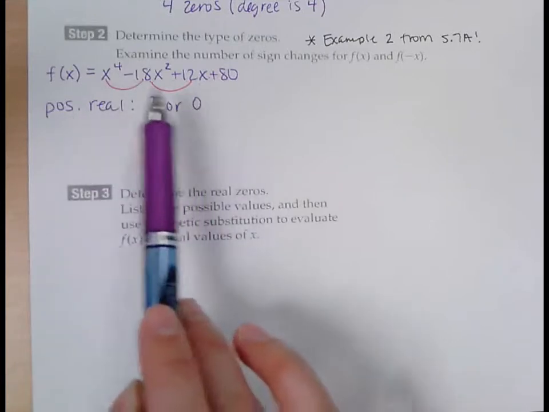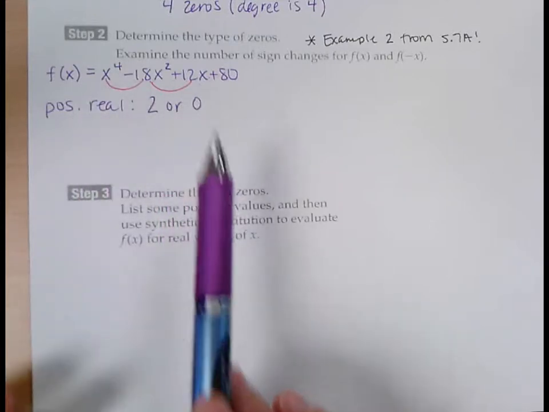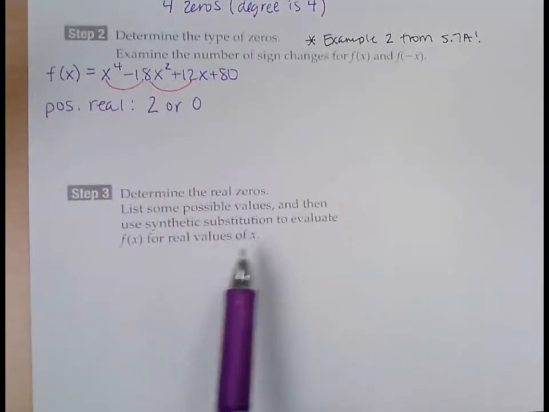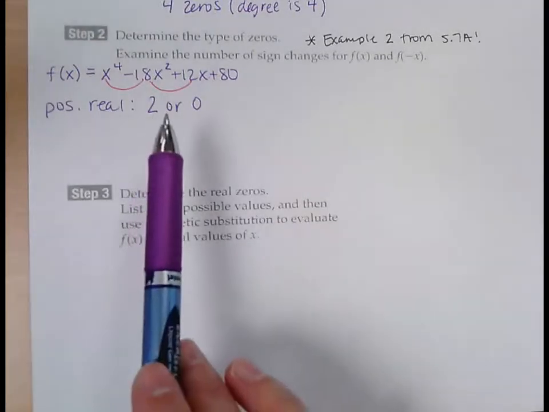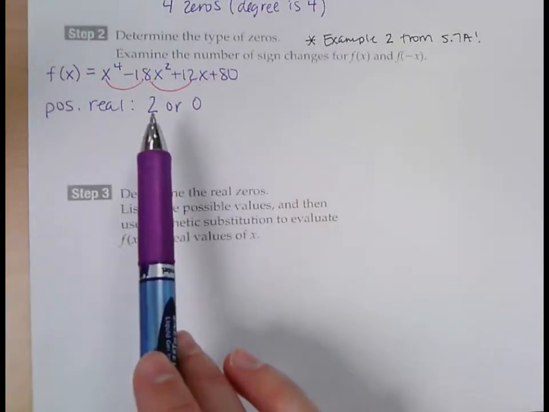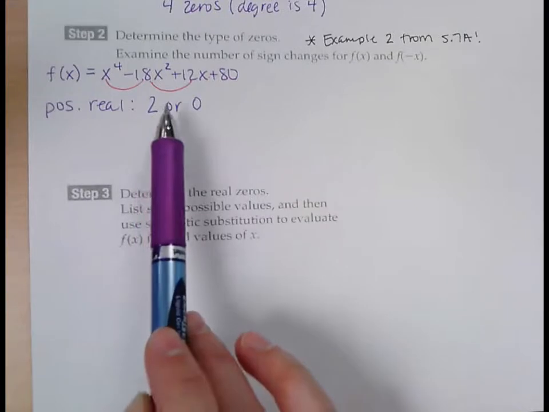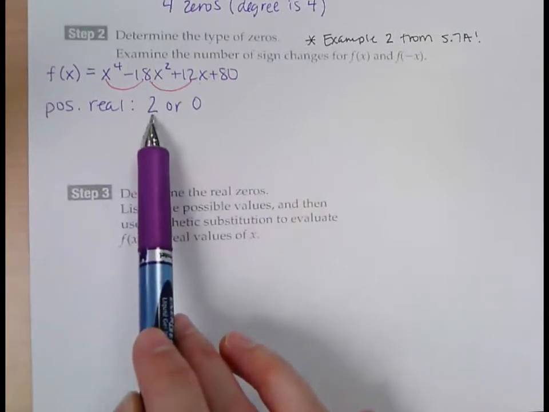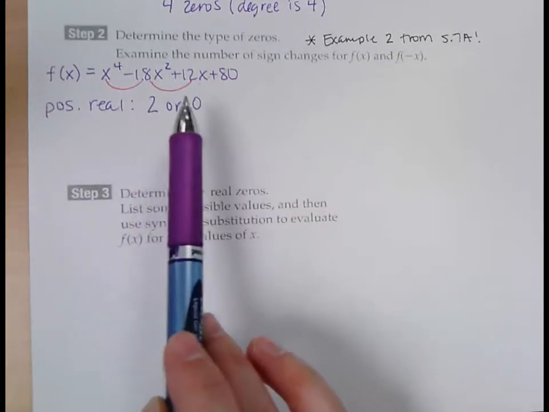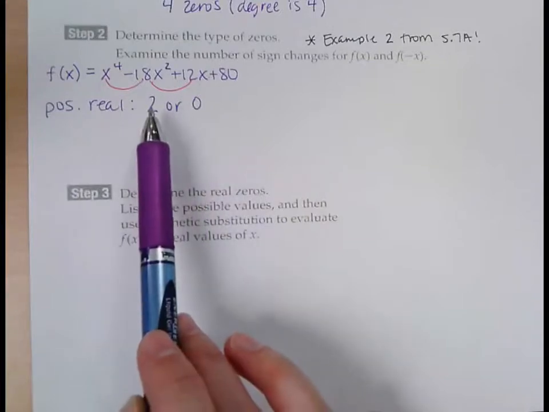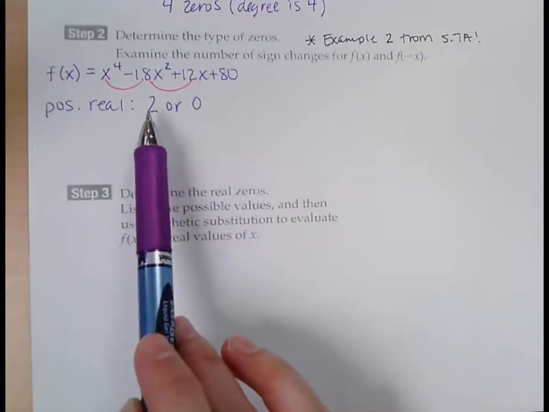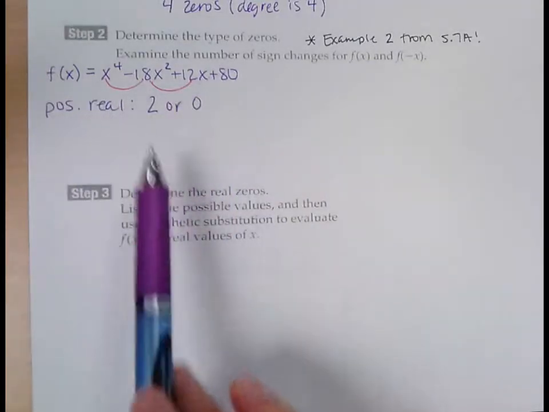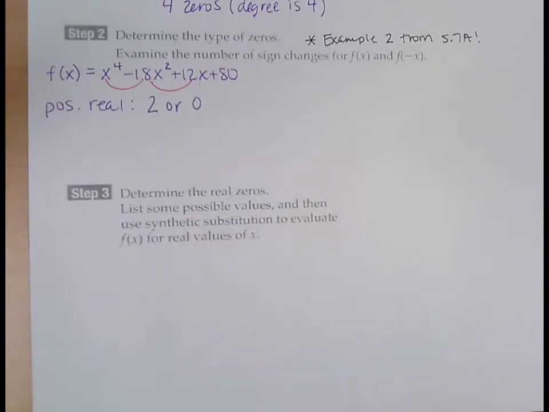Now, why this information is helpful is when I'm doing step 3 and I'm actually looking for the zeros, I know that if I find one positive real number that works, there has to be a second one. Because I said I'm either going to have 2 or I'm not going to have any. So if I find one that works, there has to be a second one. That's where this process is going to be helpful moving forward. So that's how you find the possible number of positive.